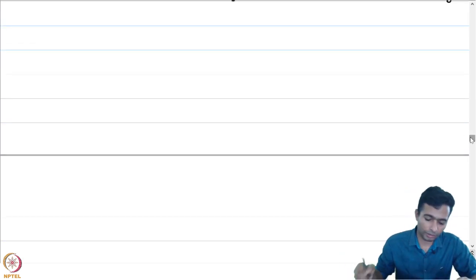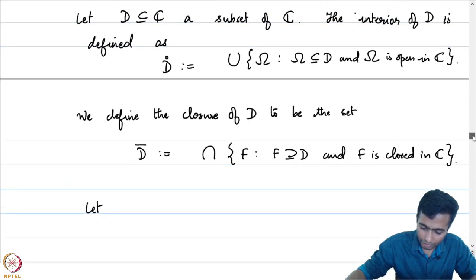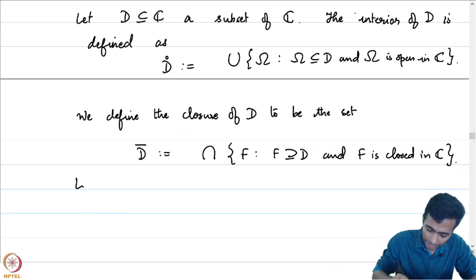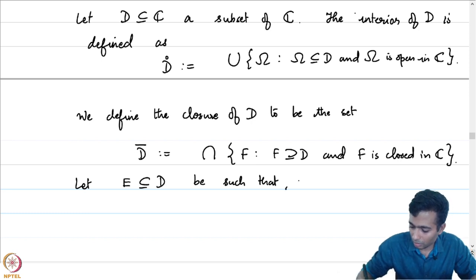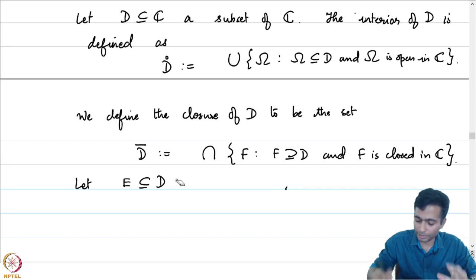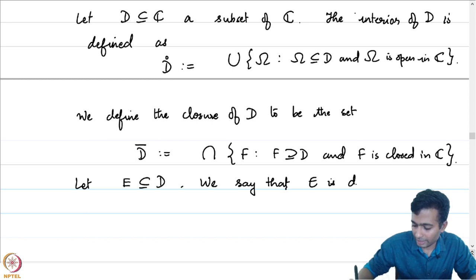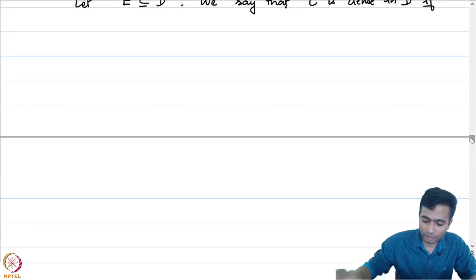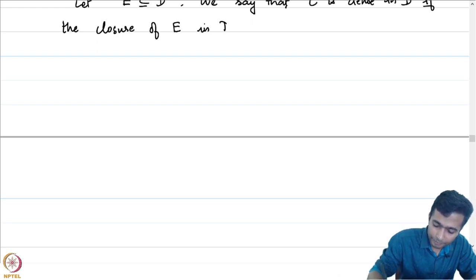Another notion which we will need is that of denseness. Continuing the setup we were in, we considered a D which was contained in C. So let E be a subset of D. We say that E is dense in D if the closure of E in D is D.